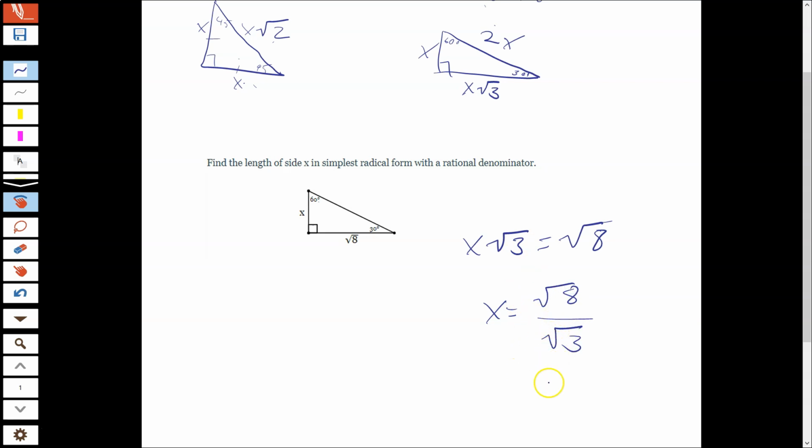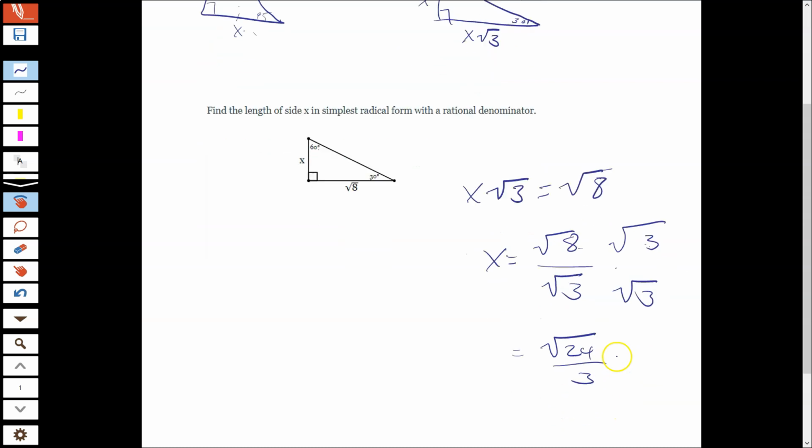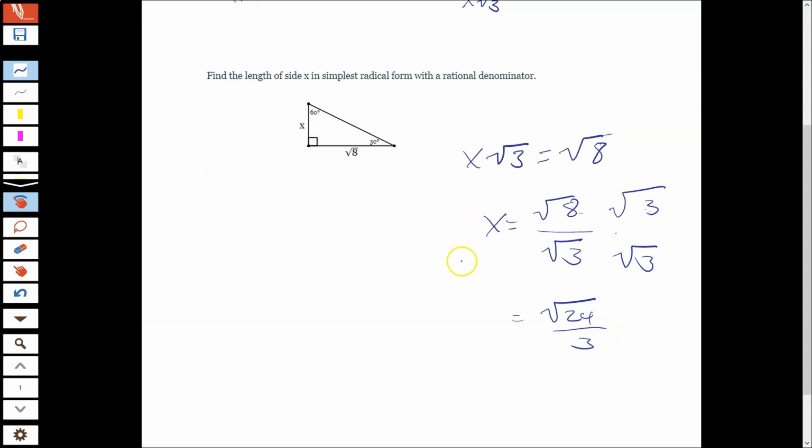And then I need to rationalize. So I'm going to do times root 3 over root 3. And when two numbers are both inside the root, I can just multiply them. So I get square root 24 over 3. And this is kind of annoying because now I have to simplify this as well. So I will do that over here.